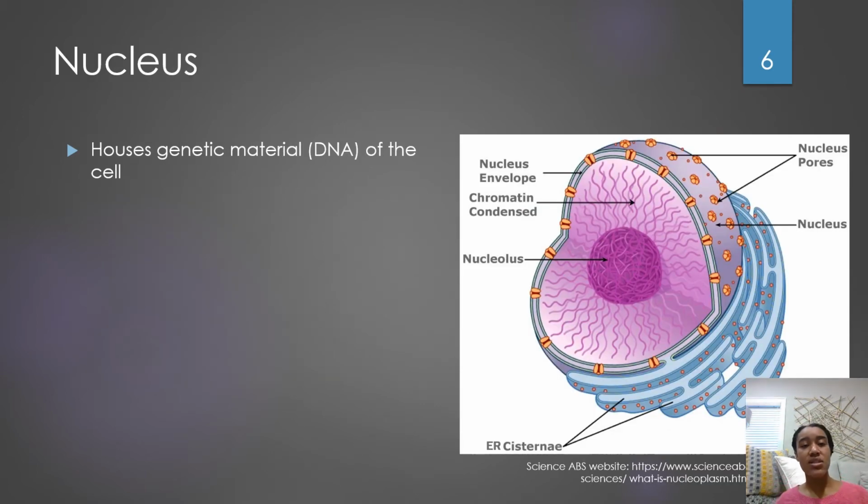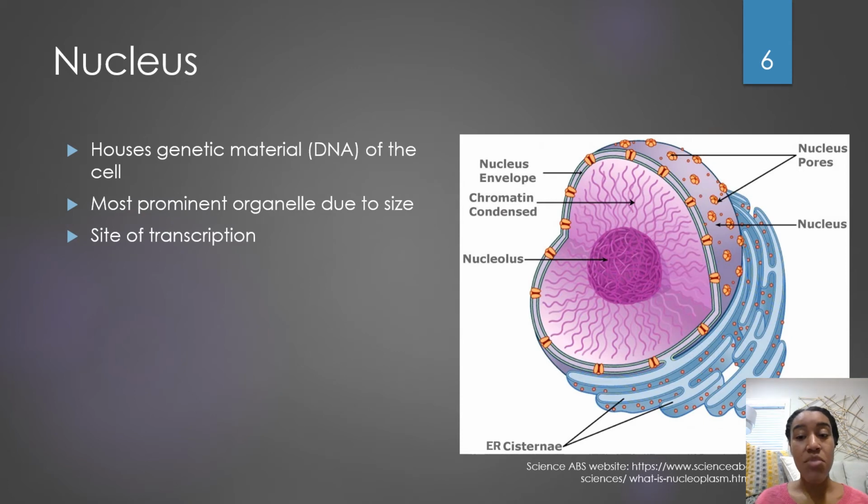The nucleus. The nucleus is the home of your genetic material, right? It's the brain of the operation. It is the most prominent organelle in the cell just because of its sheer size. It's pretty massive, and it's the site of transcription.